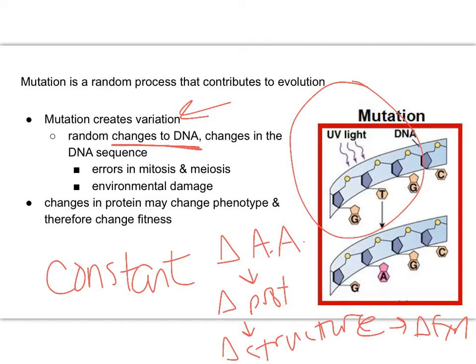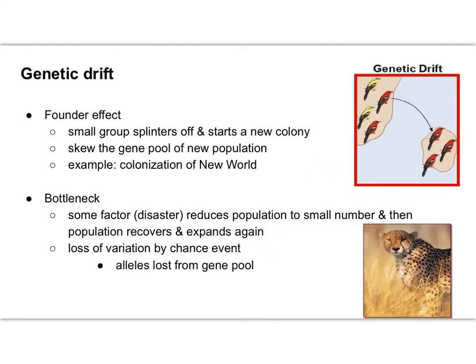And if we get to that point where it changes the phenotype, it could affect their fitness. And remember, fitness is the ability of the organism to survive and reproduce, to pass on its DNA. So if it's better suited to the environment, then that mutation may start to stay in the population because it's getting passed on to future generations. If it's not well suited for the environment, then it's going to affect their fitness negatively, and it shouldn't continue to get passed on.